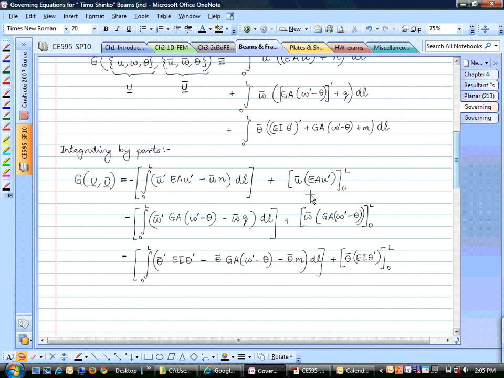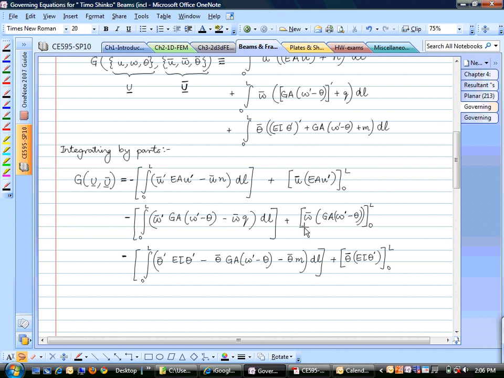This is also one way to find which are the essential boundary conditions and which are the natural boundary conditions. When you integrate by parts, all these boundary terms you can immediately tell. Either this u bar needs to be 0 or this needs to be specified. Otherwise we cannot calculate what this g is. If u bar is 0, then it is an essential boundary condition. If this is specified, then it is a natural boundary condition.